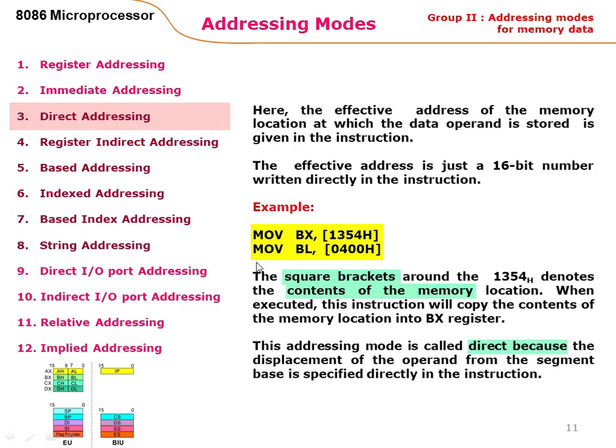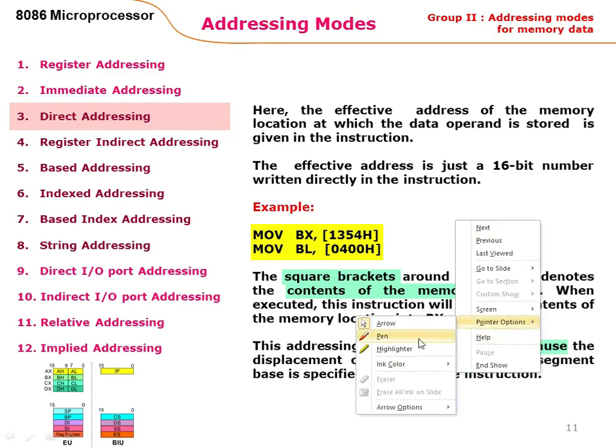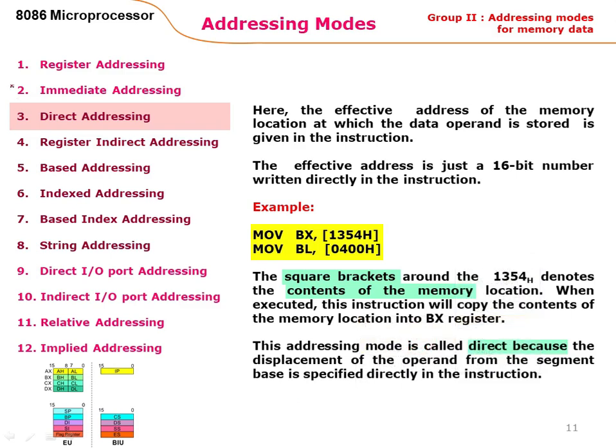So see this example. Here the instruction is written as MOV BX, [1345H], with 1345H in the square bracket. Suppose this is our memory, and in this memory at 1345H location some value is there. Now this value is copied into the BX register.